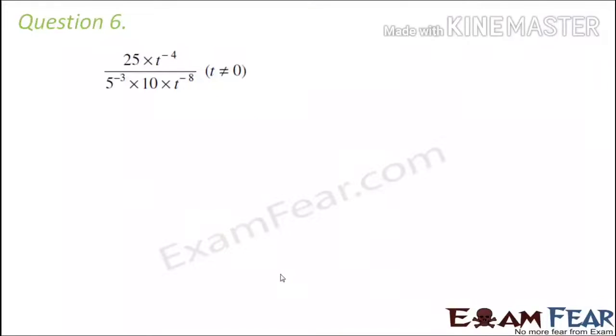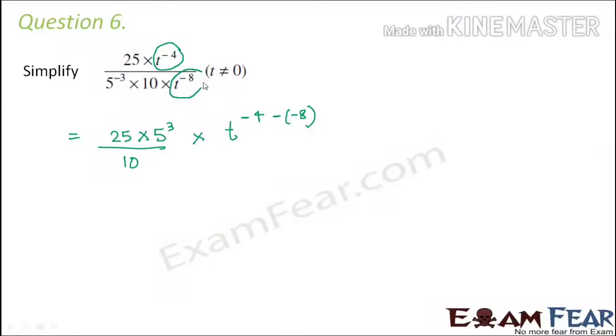Question number 6. 25 into t to the power minus 4 divided by 5 to the power minus 3 into 10 into t to the power minus 8. So how do we solve this? Now 25. Let's keep 25 and 5 together. So 1 by 5 to the power minus 3 can be written as 5 to the power 3. Perfect. Now, and let's keep 10 also with these. And what about t? T can be written as minus 4 minus minus 8. That's because t to the power minus 4 divided by t to the power minus 8. So same base, different exponents, they are getting divided. So the exponents will actually get subtracted.